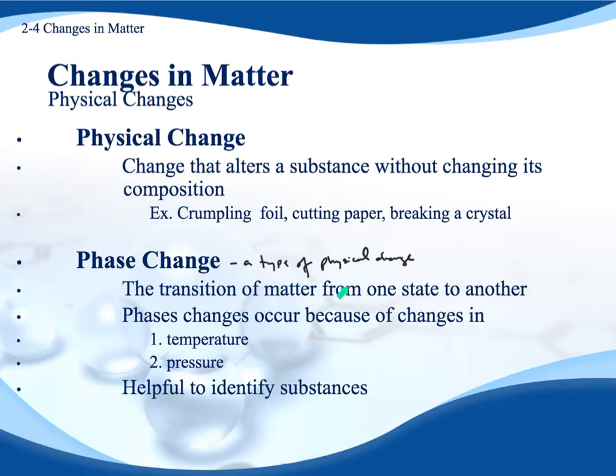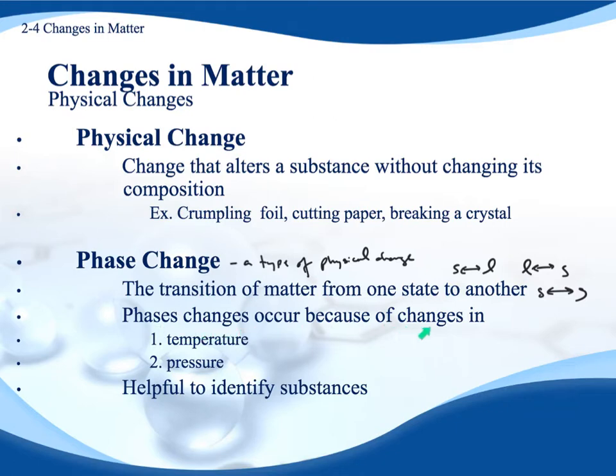A phase change is a type of physical change. This is a transition of matter from one state to another. Think about it like solid to liquid, or liquid to gas, or solid to gas, or any of these things in reverse. You're going from one state of matter to another, but you're not changing what it's made out of. Think of ice melting into liquid water. It's still water. It didn't change what it is chemically. So phase changes are considered physical changes.